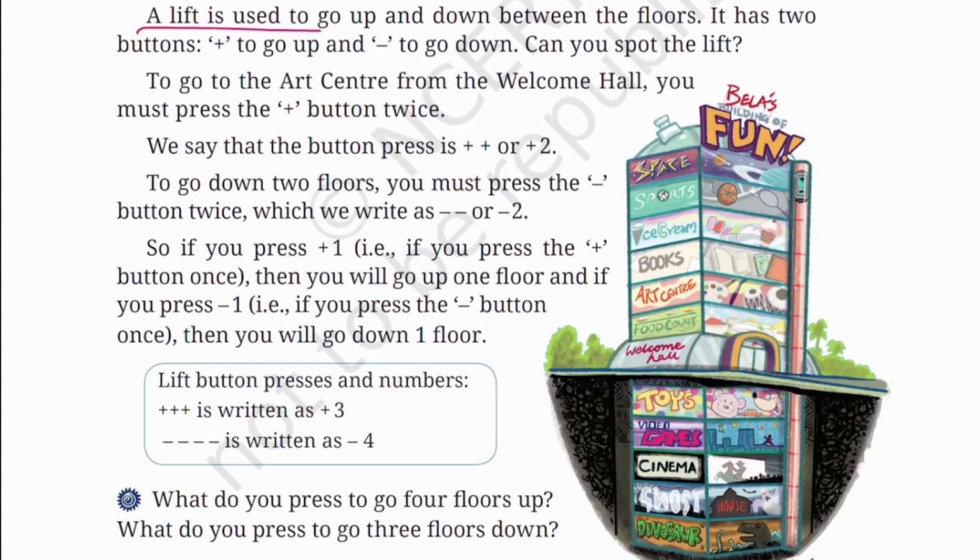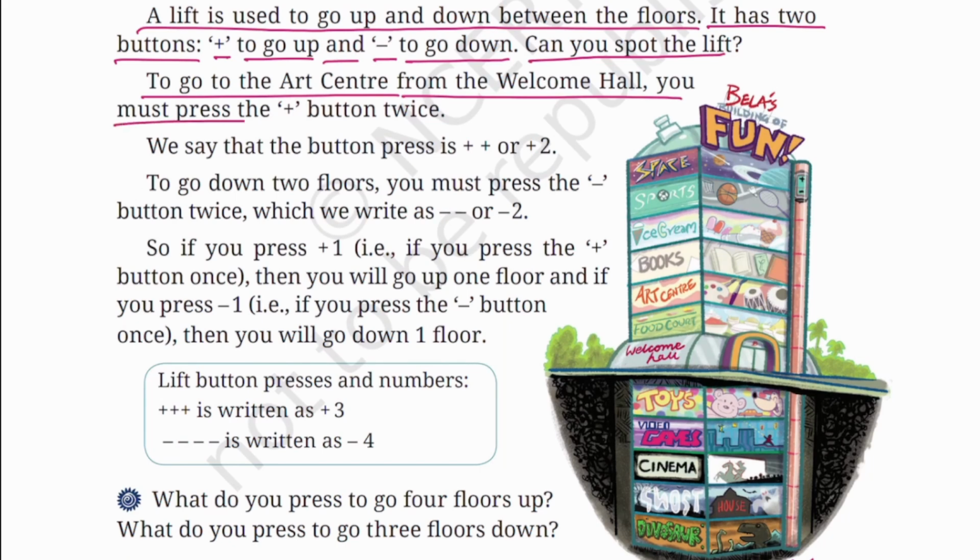A lift is used to go up and down between the floors. It has two buttons, plus to go up and minus to go down. Can you spot the lift? Yes, you can see it here. The lift is here. To go to the art center from the welcome hall, you must press the plus button twice. We can say that the button press is plus plus or plus 2.